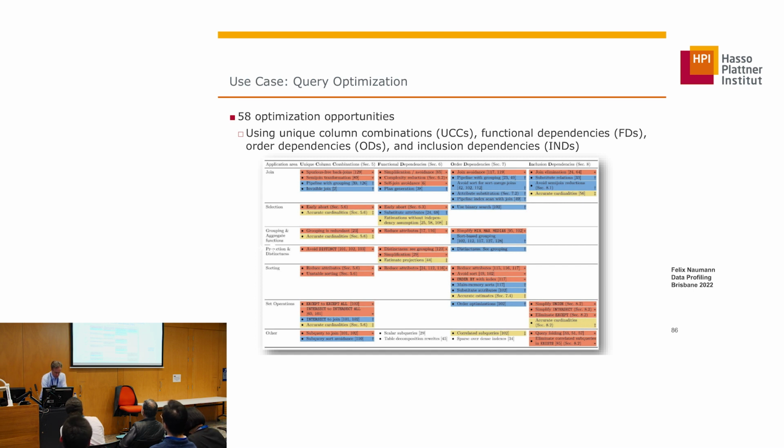This is using unique column combinations. This is for functional dependencies. This is for order dependencies, which I didn't mention. And this is for inclusion dependencies. And then here, these are joins, selections, sorting. What is this? I can't even read it. Ordering, I guess, etc. Set operations. So you can see there's a really huge amount of research. And I would go so far as to say that almost none of it has entered commercial database systems.